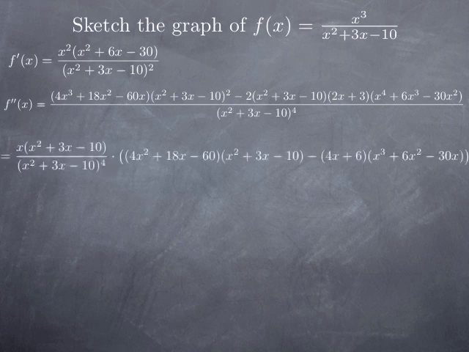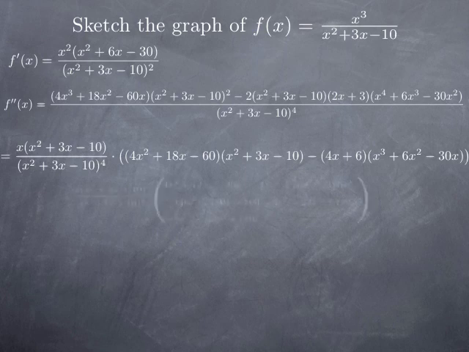If I do that, in the first product it is multiplied by 4x squared plus 18x minus 60 multiplied by x squared plus 3x minus 10 because I had x squared plus 3x minus 10 squared. In the second term, it's multiplied by 2 by 2x plus 3, so together that's 4x plus 6, and also by x cubed plus 6x squared minus 30x.